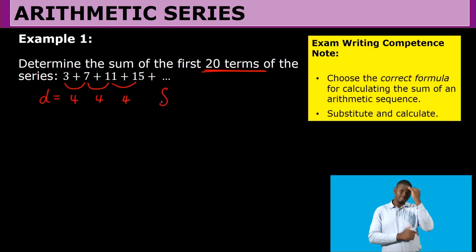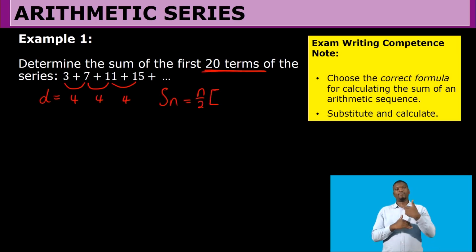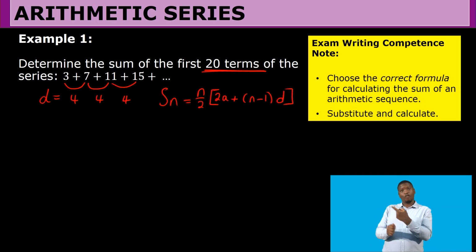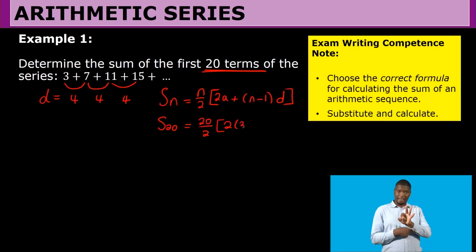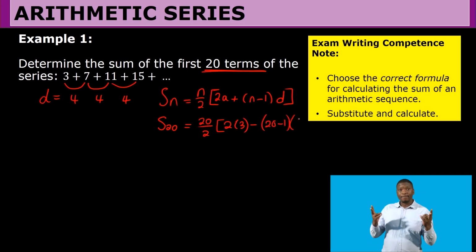So we know that when it comes to formulas, we will be working with n divided by 2, multiplied by 2a plus (n minus 1) multiplied by d. That is the formula for an arithmetic series. We are calculating the sum of the first 20 terms as we were given, and as you can see, we have substituted the value of n, so that will be 20 divided by 2. The first term there is a 3, and the difference as we've calculated is the 4.